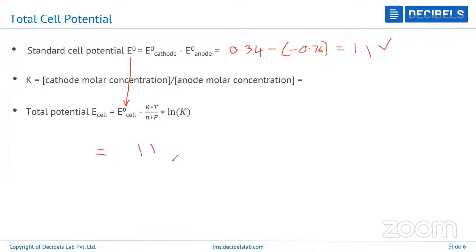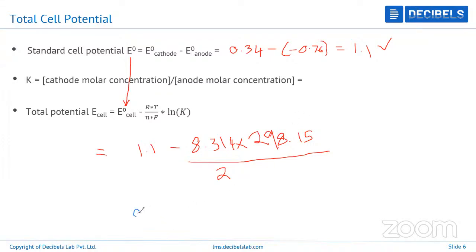1.11 or 1.1 volt minus 8.314 into 298.15 divided by 2. So n here will be 2. So how exactly is it 2? Let's just write down that equation over here. So yeah, I will just write this in a different color.